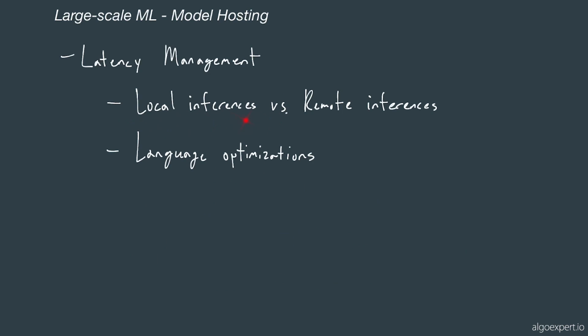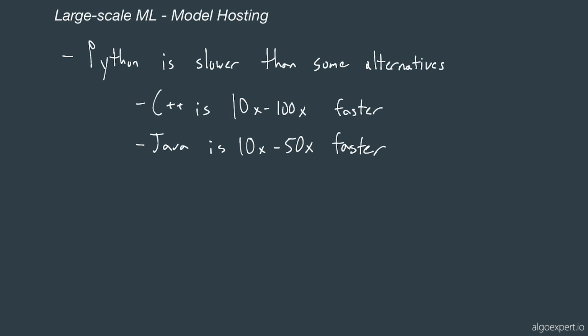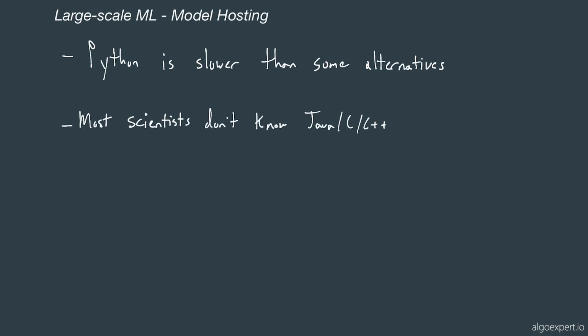So beyond the local and the remote inferences, we also can look at language optimizations to help manage our latency. So Python is pretty slow. C and C++ is about 10 to 100 times faster, and Java is between 10 and 50 times faster. However, most scientists either don't know or the models they want to implement don't have strong support for Java, C, and C++.